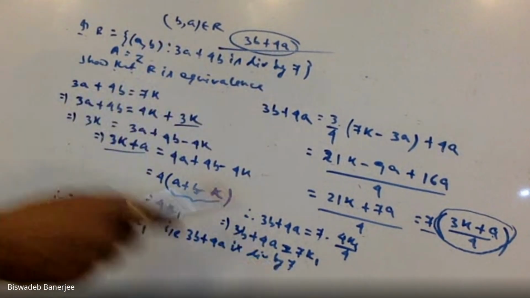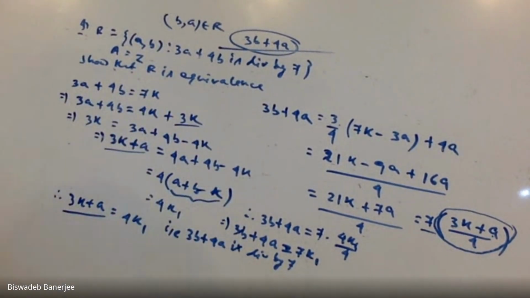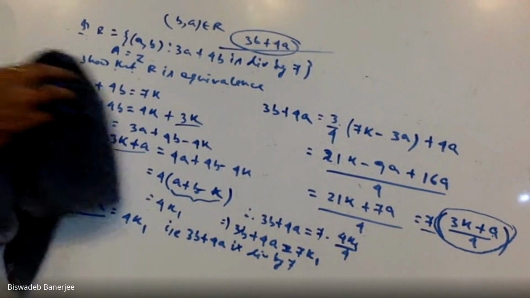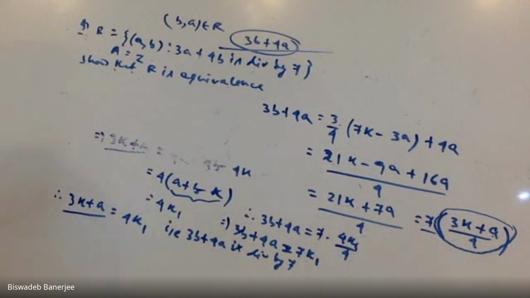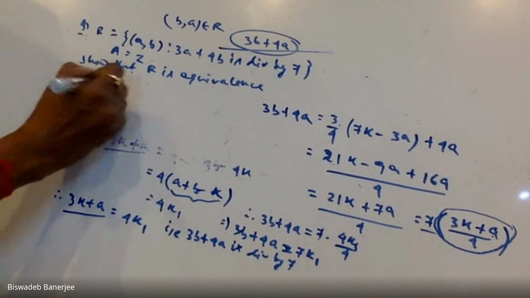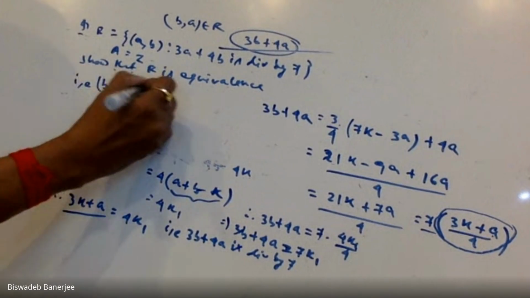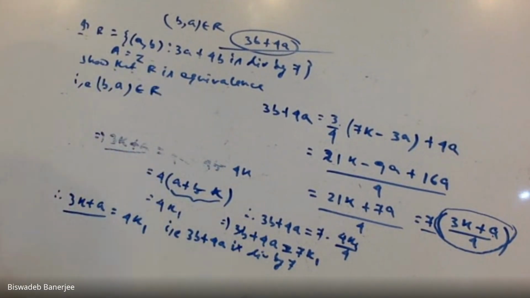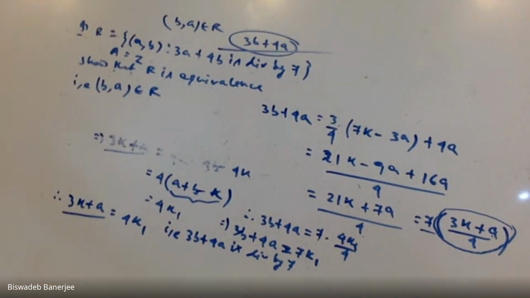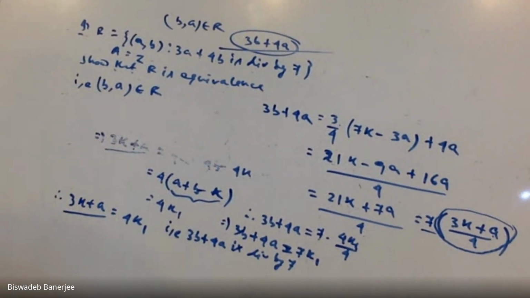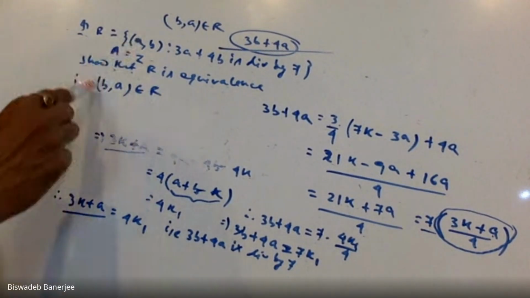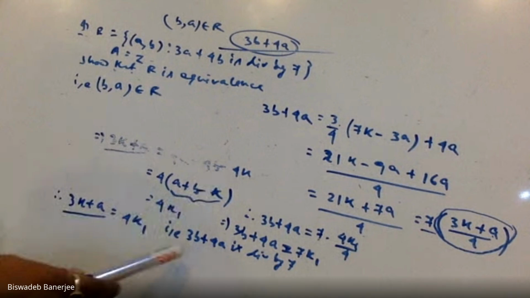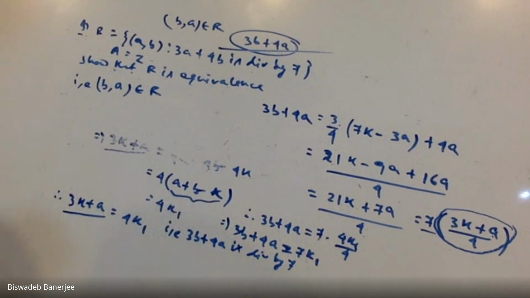3b plus 4a is divisible by 7, and we have successfully done this. That means 3b plus 4a is divisible by 7. This gives you (b, a) belongs to R, 3b plus 4a equal to 7k1. It means (b, a) belongs to R is in the relation. That means it is a symmetric relation, because we have assumed (a, b) belongs to R, and we have proved that (b, a) also belongs to R. That means yes, it is a symmetric relation.